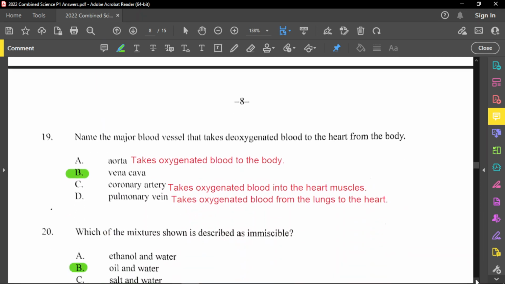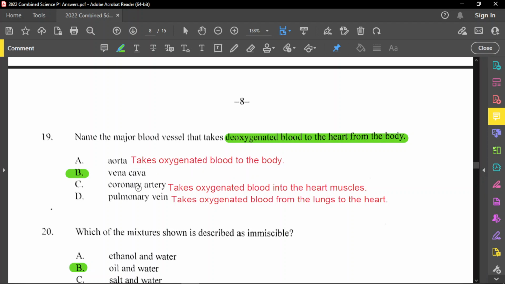For question number 19, it said name the major blood vessel that takes deoxygenated blood. This is very important. It takes deoxygenated blood to the heart from the body, and so the major blood vessel, which is a vein, in fact, because once you're going towards the heart, it must be a vein. And so that big vein in the body, the major vein, is the vena cava. Aorta takes oxygenated blood from the heart to the body.